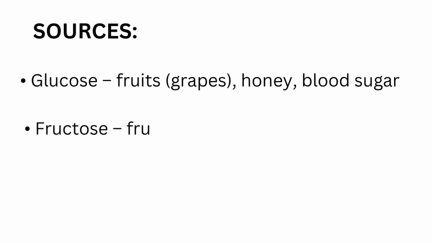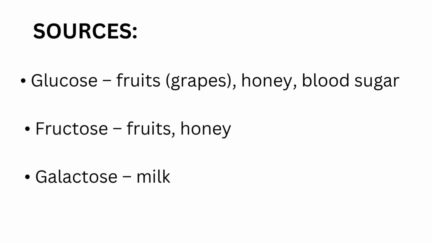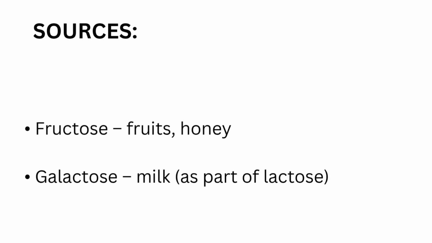Now we will see the sources of carbohydrates. Different carbohydrates are obtained from different food sources. Glucose is commonly found in fruits such as grapes and in honey, and it is also present in blood sugar. Fructose occurs naturally in fruits and honey, while galactose is obtained from milk as a component of lactose.